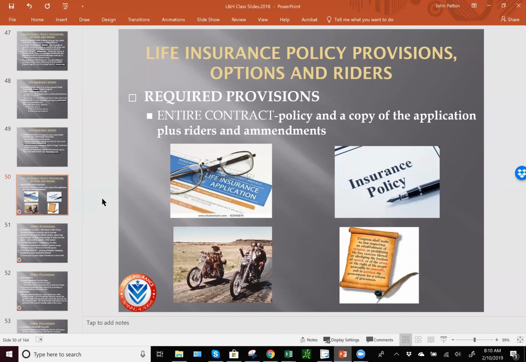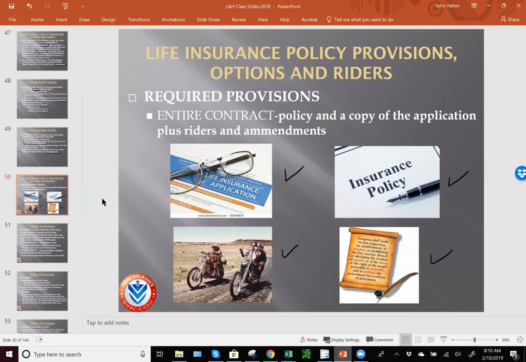The entire contract provision says the only things that can make up an insurance contract are the application and the policy. So those two things have to be there, the application and the policy. Then if any riders were added, or if it's been amended in any way by the insurer, only those things can make up an insurance contract. It prevents the insurer from referencing any outside documents at a later date.